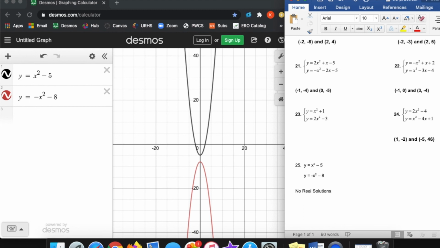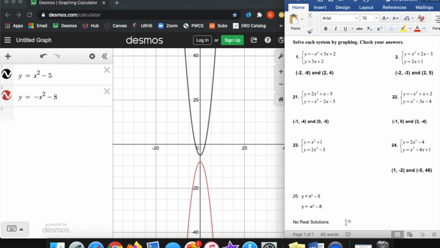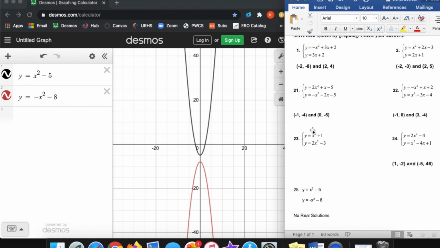There's also certain cases where a parabola and a straight line can intersect only once. I didn't show any of those, but that is also a possibility. So a lot of them have two answers, but it is possible to get one or zero answers as well.